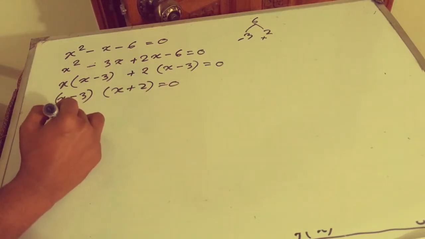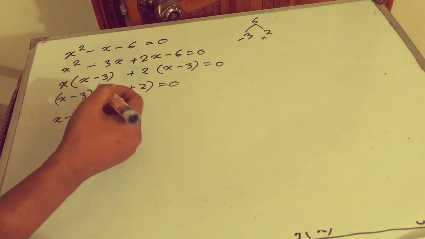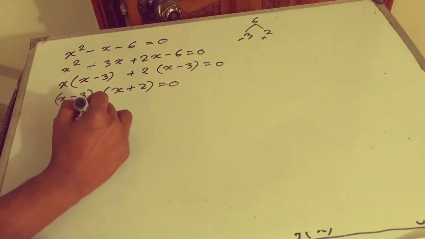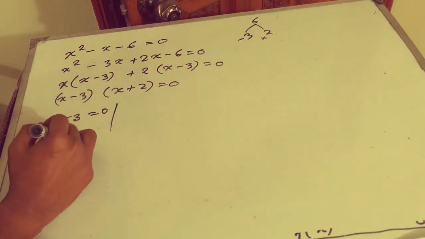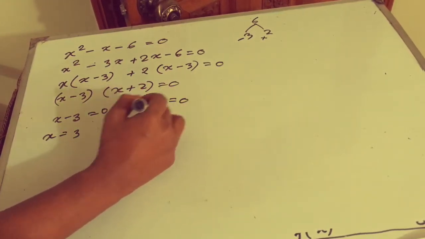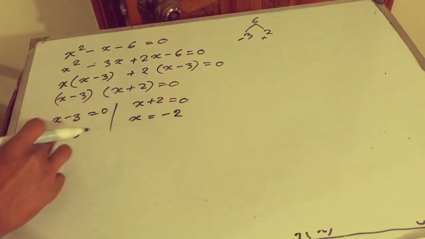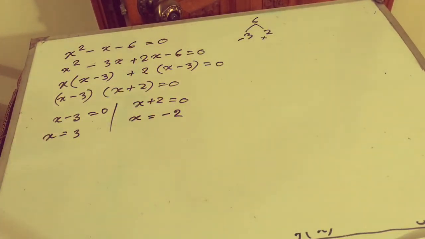Then from the zero product rule, we can write x minus 3 equals 0, so x equals 3. Then x plus 2 equals 0, so x equals minus 2. So we found x equals minus 2 and x equals 3 for this quadratic equation.